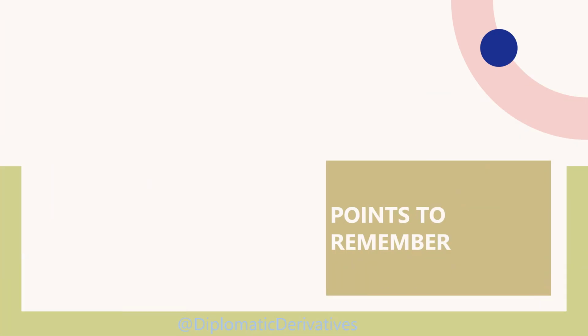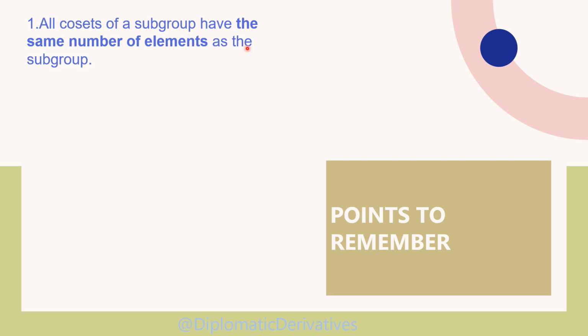Now, before taking an example, we just have to understand a few points. All cosets of a subgroup have the same number of elements as the subgroup. Now we're talking about the number of elements inside the coset. For example, if the subgroup has 2 elements, let's suppose those 2 elements are 1 and 2.